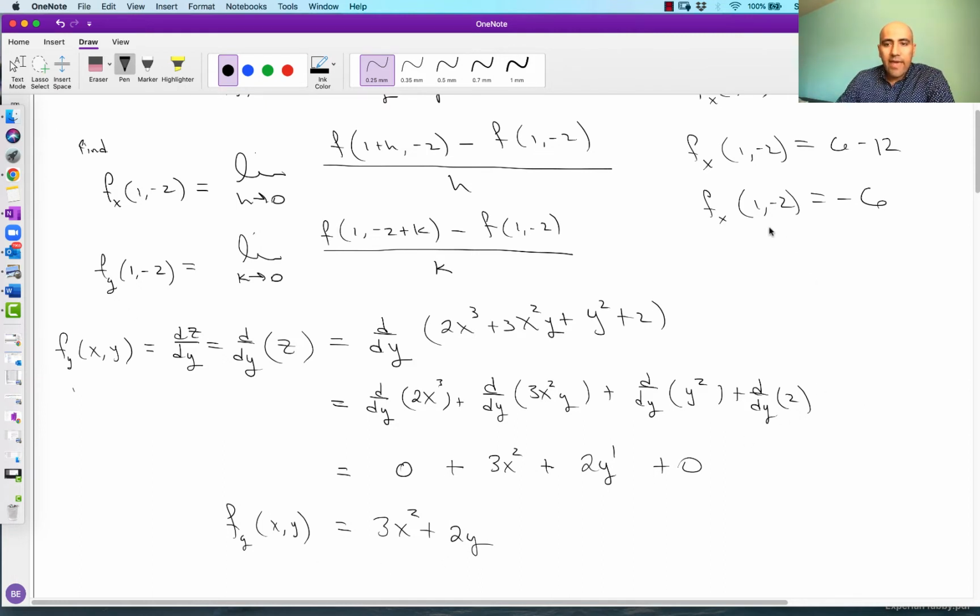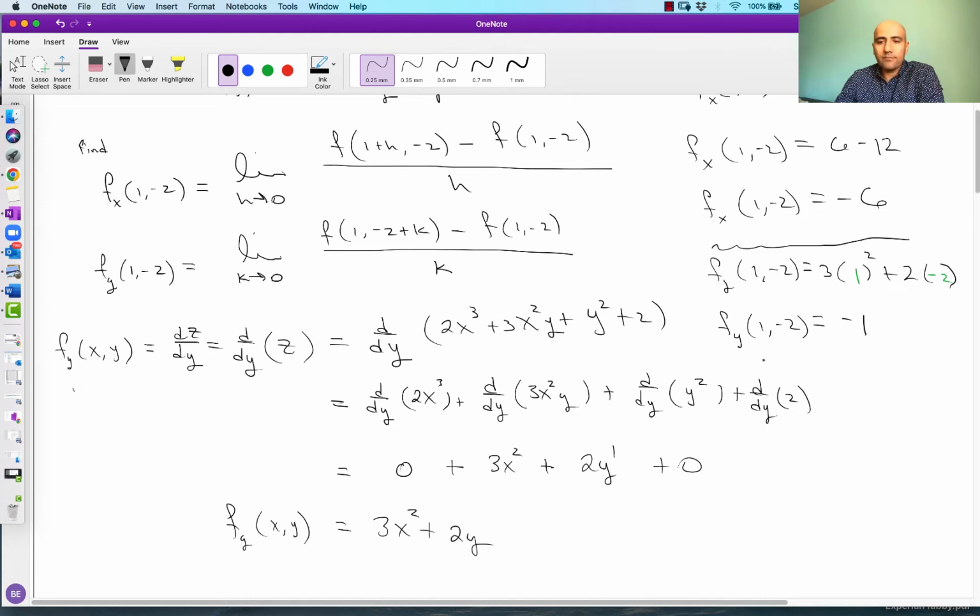Tying it back into the point 1 comma negative 2, we have that f sub y of 1 comma negative 2 is really equal to 3 times blank squared plus 2 times blank, where the x was a 1, so 1 goes there, and the y was a negative 2, so that goes there. So f sub y of 1 comma negative 2 is equal to 3 minus 4, which is going to be negative 1. All right, let's organize all of this.